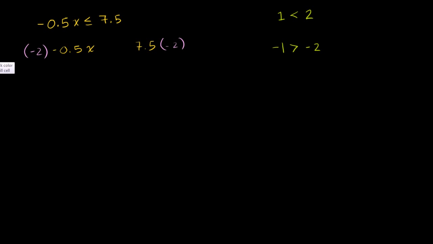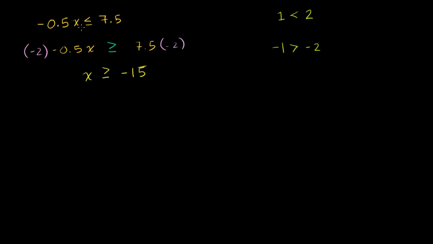And remember, when you multiply or divide both sides of an inequality by a negative, you swap the inequality. You had less than or equal. Now it will be greater than or equal. So the left-hand side, negative 2 times negative 0.5 is just 1. You get x is greater than or equal to 7.5 times negative 2. That's negative 15, which is our solution set. All x's larger than negative 15 will satisfy this equation.